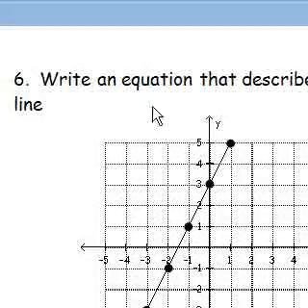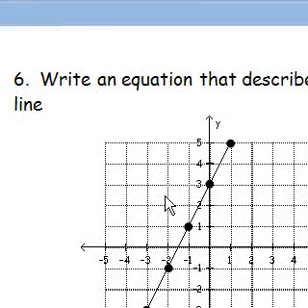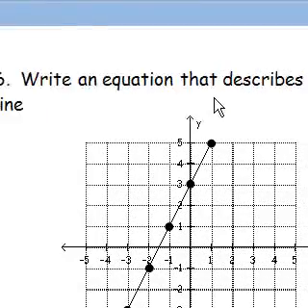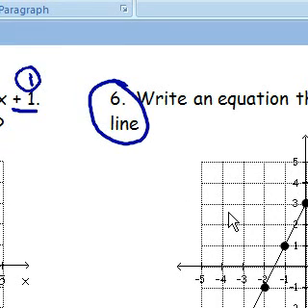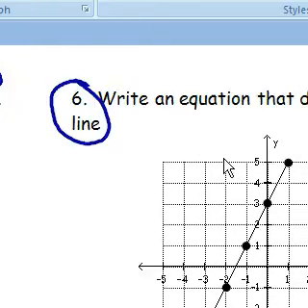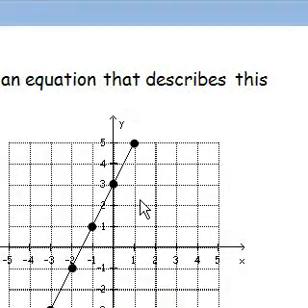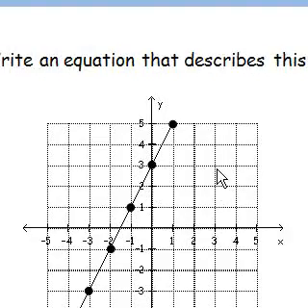For 6, let's do the same thing. Well, we're kind of doing it in reverse. Write an equation that describes this line. Now, I want you guys to note that this is the only question on the review that asks you to write an equation that describes the line. I would highly, highly recommend you practice more problems like this.